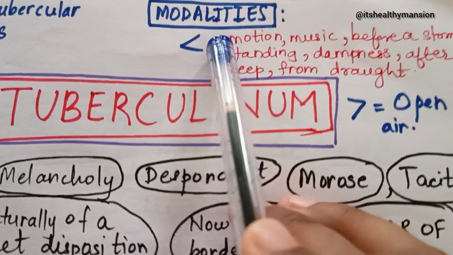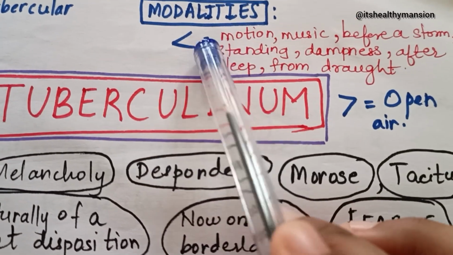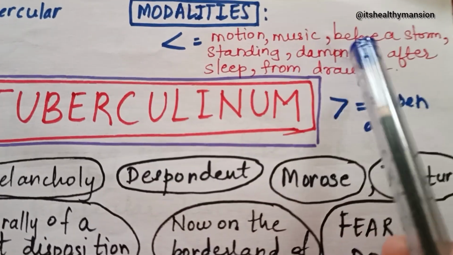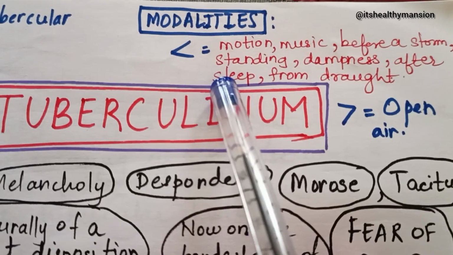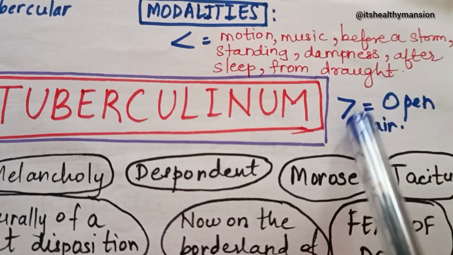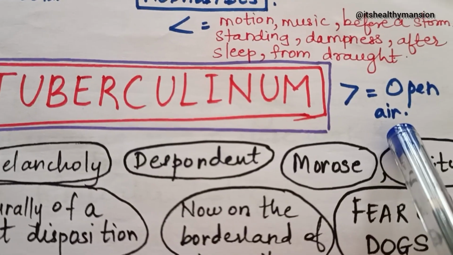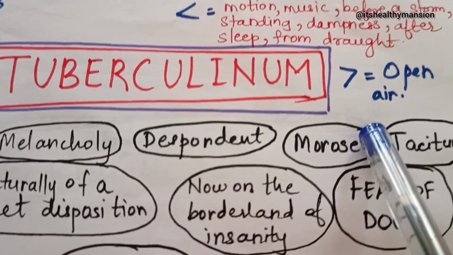Now, modalities of tuberculinum. All complaints are aggravated by motion, music, before a storm, standing, dampness, after sleep, from draught, and ameliorated by open air. And there is slight aggravation from cold air.